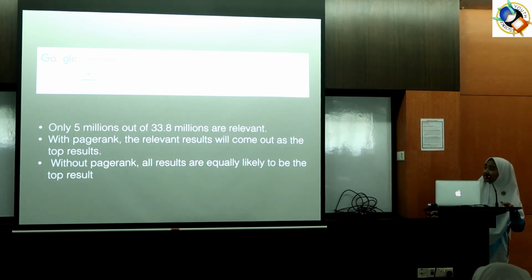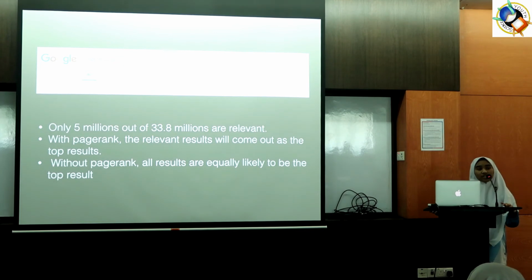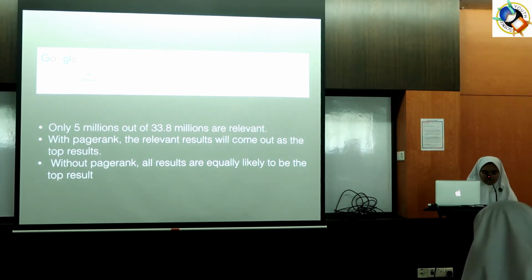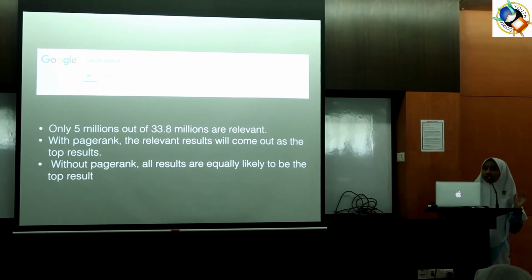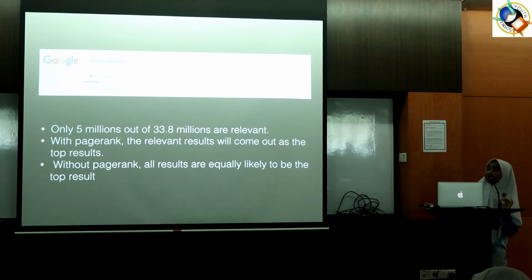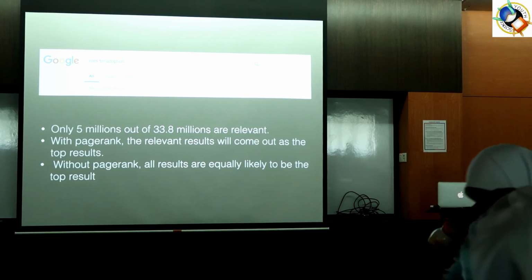So with PageRank, the relevant result will come out as the top result. So it will be easier for you to find whatever you want on the internet, right? So those with both keywords, cats and adoption, will have higher ranking and thus will come out as the top result on Google. But those who only have cats or only adoption will rank lower in Google.